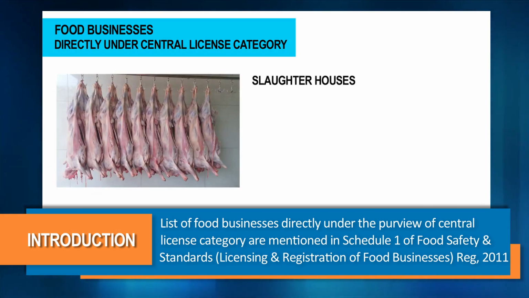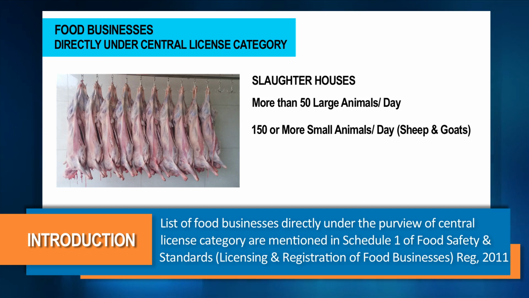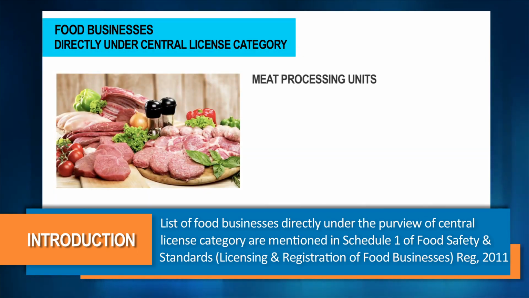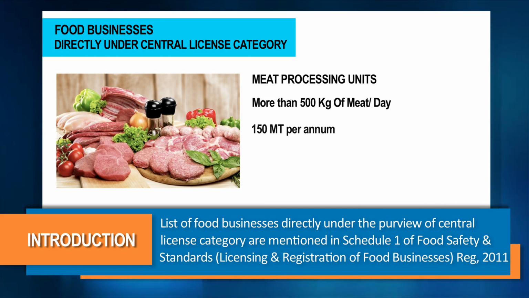All slaughterhouses equipped to slaughter more than 50 large animals or 150 or more small animals including sheep and goats or 1,000 or more poultry birds per day. Meat processing units equipped to handle or process more than 500 kg of meat per day or 150 metric ton per annum.